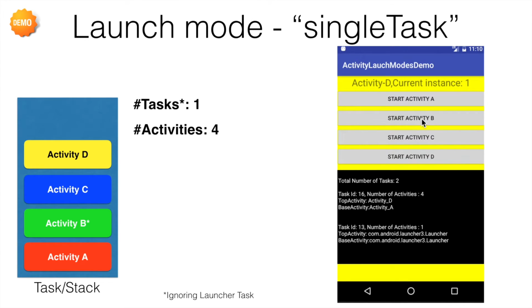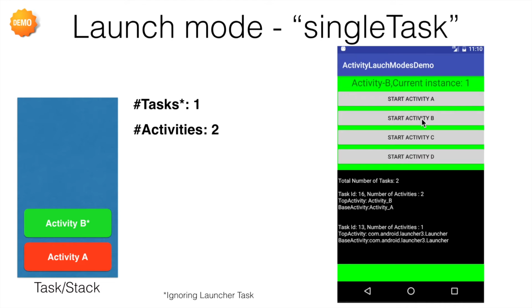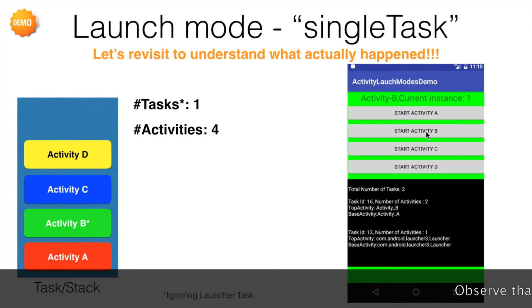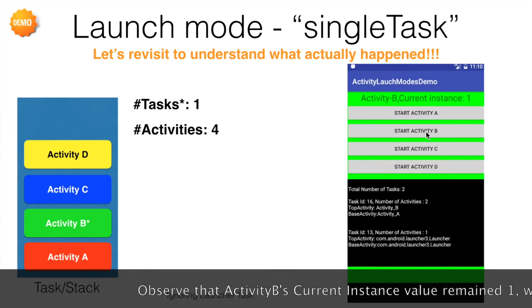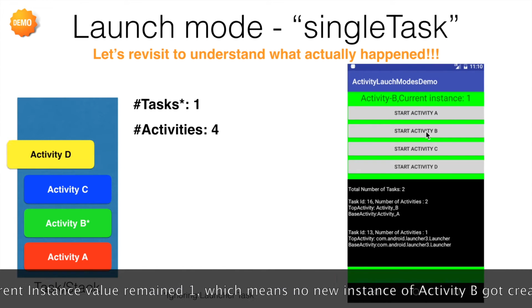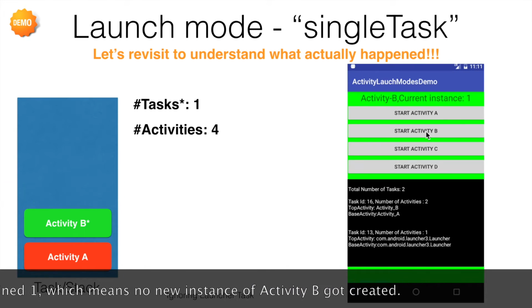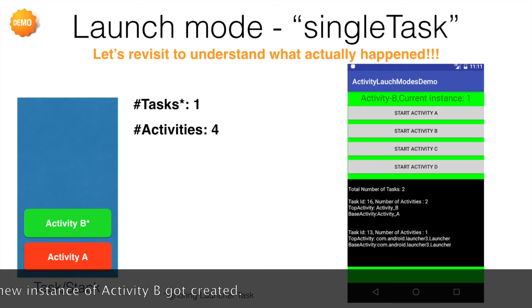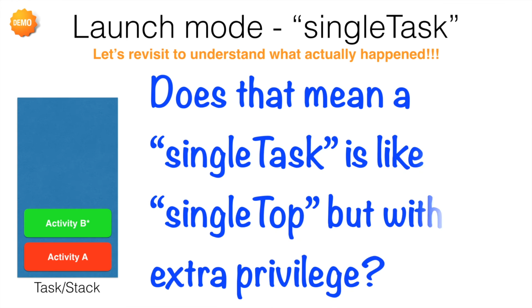Now what I will do is launch activity B, which is a single task launch mode, from activity D. And if you observe the tasks and the activities, it suddenly becomes reduced. The number of activities is 2. So let us revisit and understand what is actually happening. Activity B is single task launch mode, and when I click once again to launch activity B from activity D, D is popped, and then activity C is popped. Activity B, which is then on top of the task, will be retained, and that is why you see activities becoming 2. So does that mean single task is like single top but with an extra privilege?